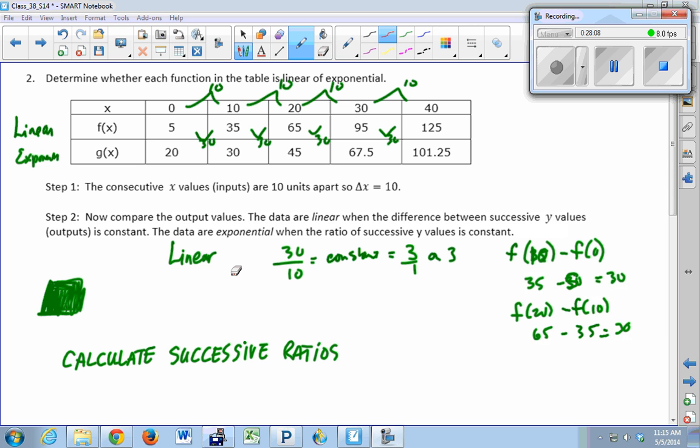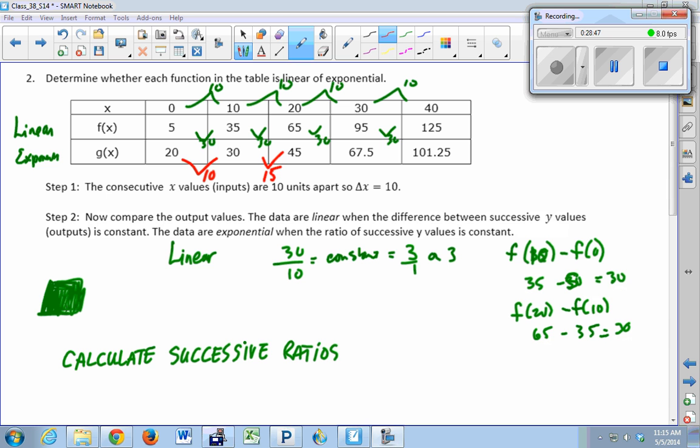So if you check the difference between successive values for g of x, so here are two successive values for g of x, the difference between those values is 10. Then if you do it again, the difference is 15. So the first thing you notice is that if you calculate successive differences for g of x, it's not constant. So you definitely know it's not linear. So then you have to check to see if it's exponential. It may not be either one of them. There may be some other function that's going on. So next you check to see if successive ratios are constant.